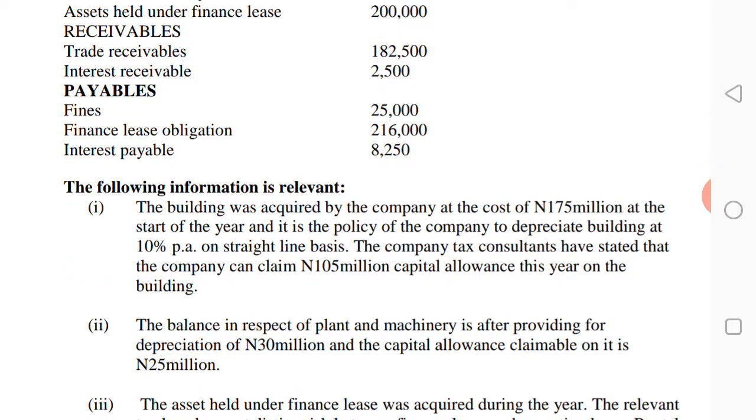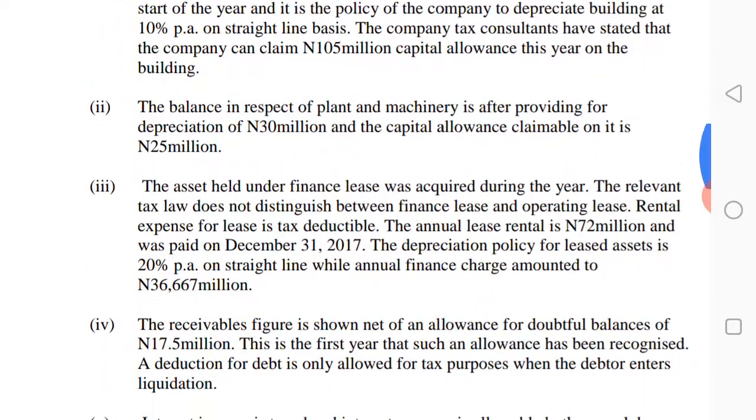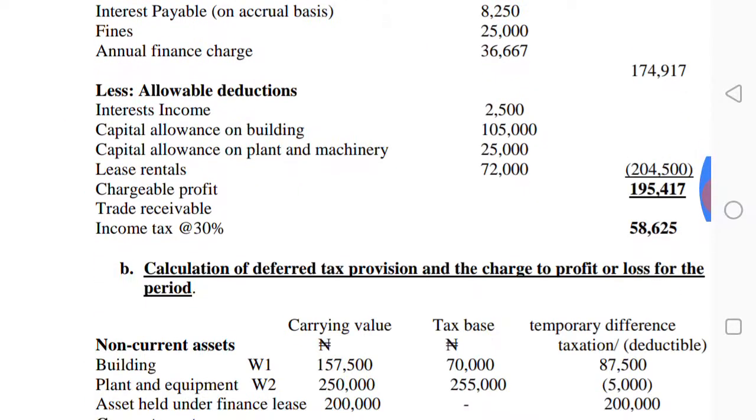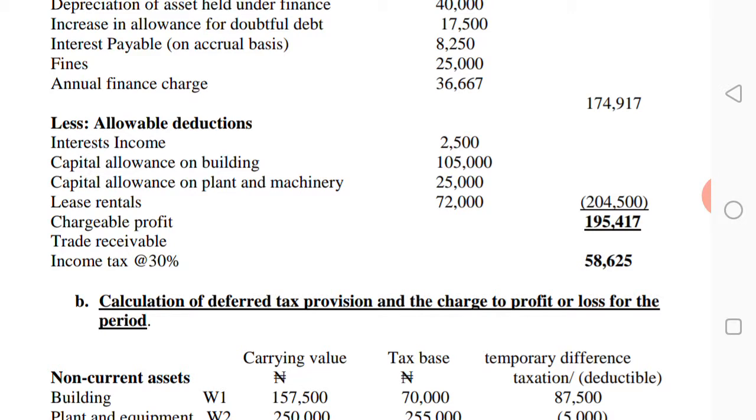Because it must have increased our profit, we will have to deduct it. So we deduct it, and the allowable deduction, which is capital allowance for building, we are giving capital allowance for plant and machinery, we are also giving. Why the lease rent? As I've said before, lease rents are the actual amount paid for lease, which is the allowable deduction or allowable expenses instead of the annual interest charge. So we will now deduct that.